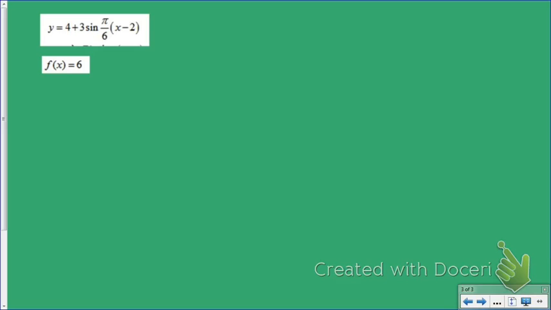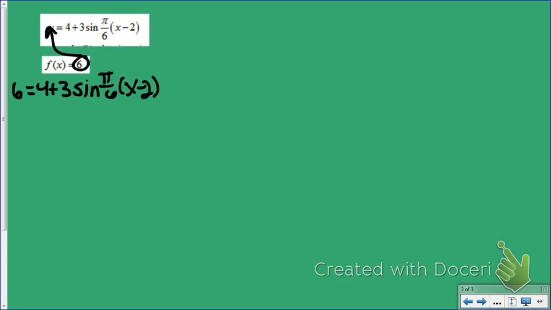Okay, we're going to work one more, and this one is a sine function, but we're going to work it the same way. So we're going to start off the same way. I need to figure out how to write this equation. f of x is equal to 6. So f of x is the same thing as y, so that 6 is going to replace my y. So the equation I'm trying to solve here is 6 equals 4 plus 3 sine of pi over 6 times x minus 2.